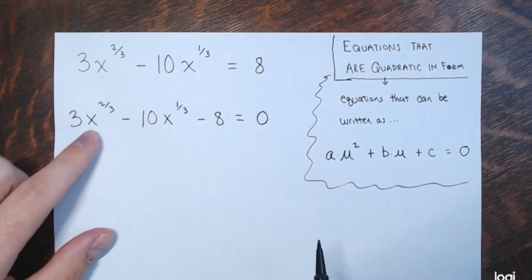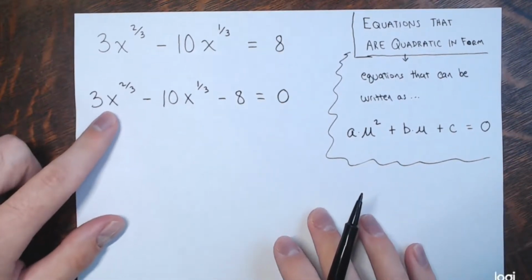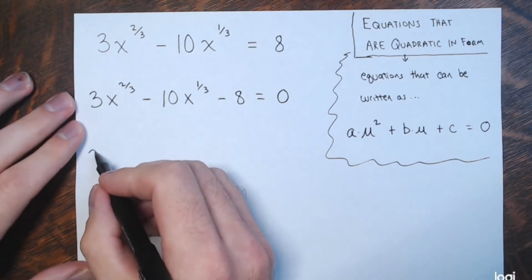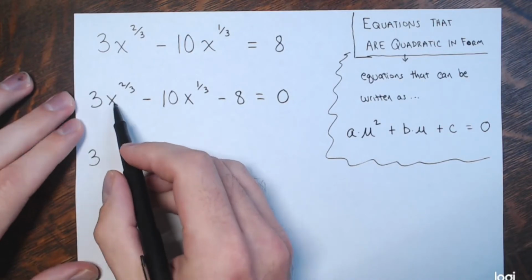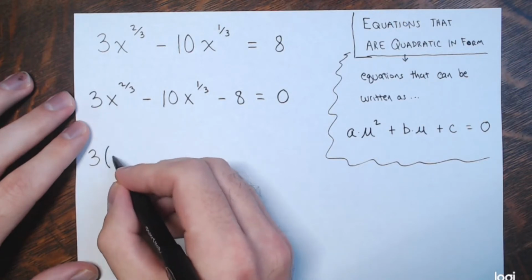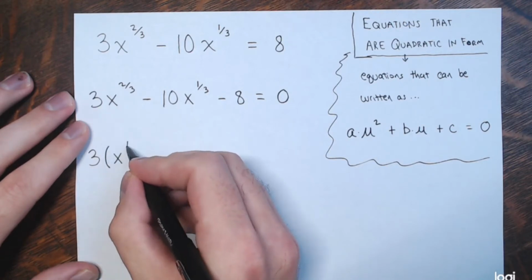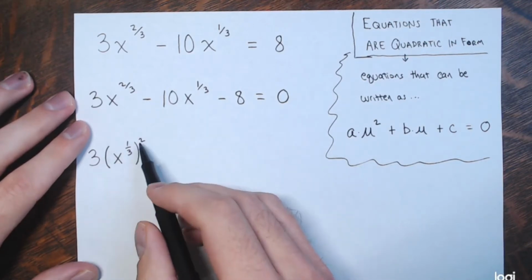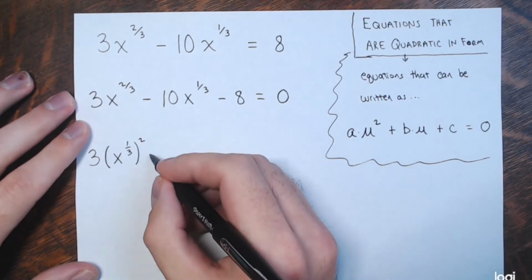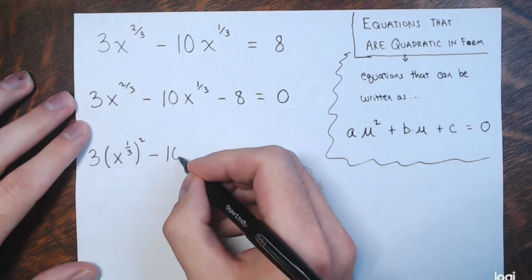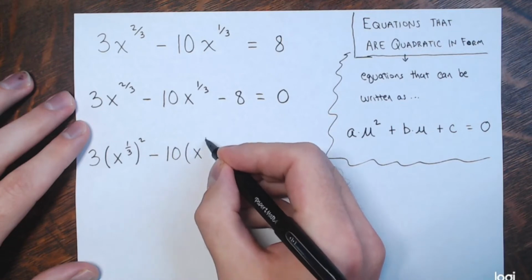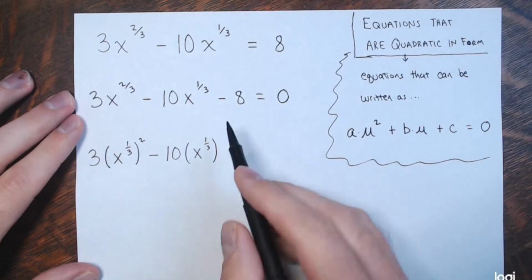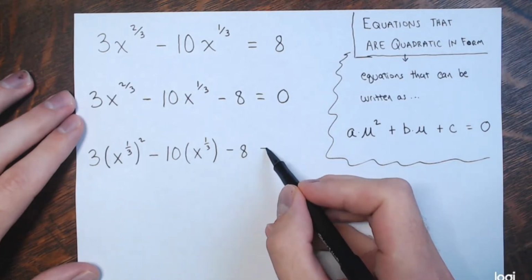And then if you remember your properties of exponents, the power to a power rule, I can write this first term as 3 times x to the 1/3 power squared, which would be x to the 2/3 power. Then the next term is minus 10 times x to the 1/3 power, and I'm putting it in parentheses for a reason you'll see in a second. And then we have minus 8 equals 0.